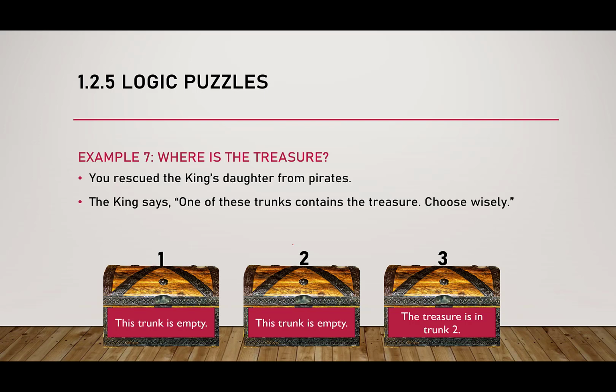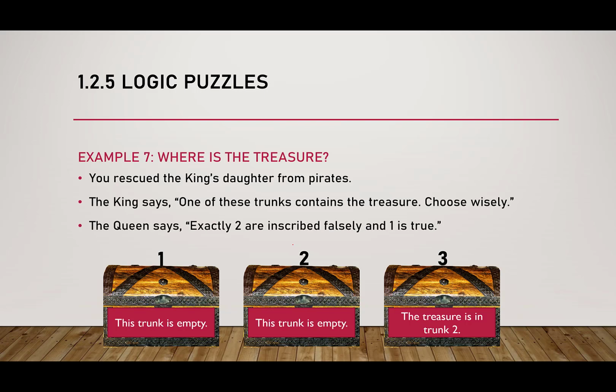Number 1 says this trunk is empty. Number 2 says this trunk is empty. But then number 3 says the treasure is in trunk number 2, which is kind of weird because number 2 says it's empty, right? The queen tells you, and she always speaks the truth, that exactly one of them is inscribed truly and 2 of them are inscribed falsely. So how would we even approach something like this, right? We have these labels that say one thing, and then the third label contradicts one of the other ones, but the queen says one of those labels is correct. So how do we figure it out?